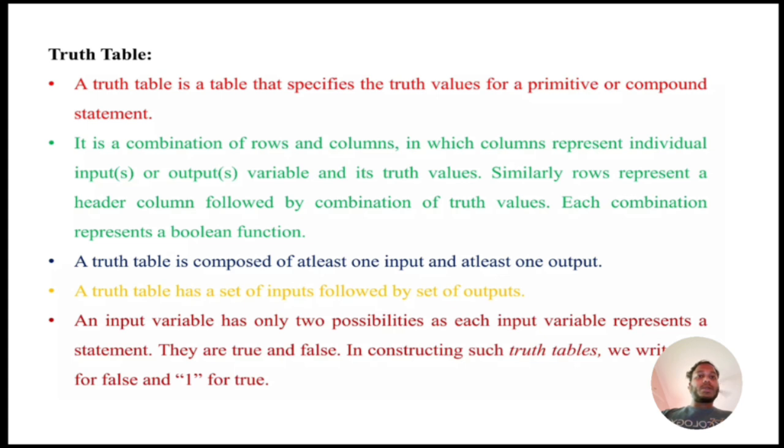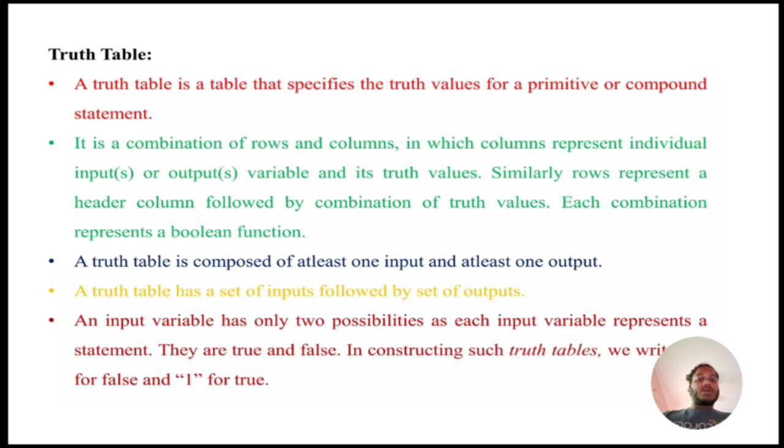Truth table. A truth table is a table that specifies the truth value for a primitive or compound statement. It is a combination of rows and columns in which the columns represent the individual inputs and output values. Similarly, rows represent a header column followed by the combinations of truth values, which represent a Boolean function. A truth table is composed of at least one input and at least one output, with a set of inputs followed by a set of outputs.